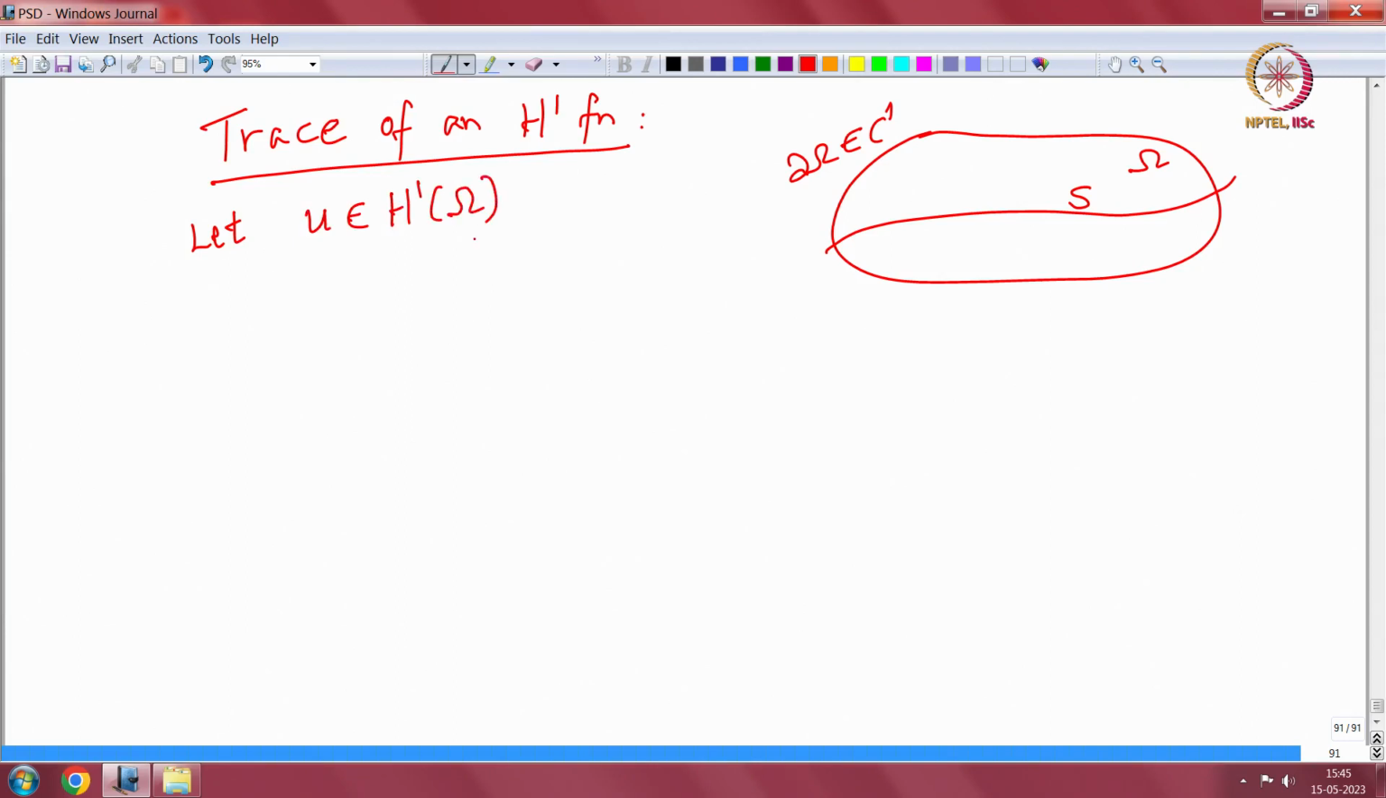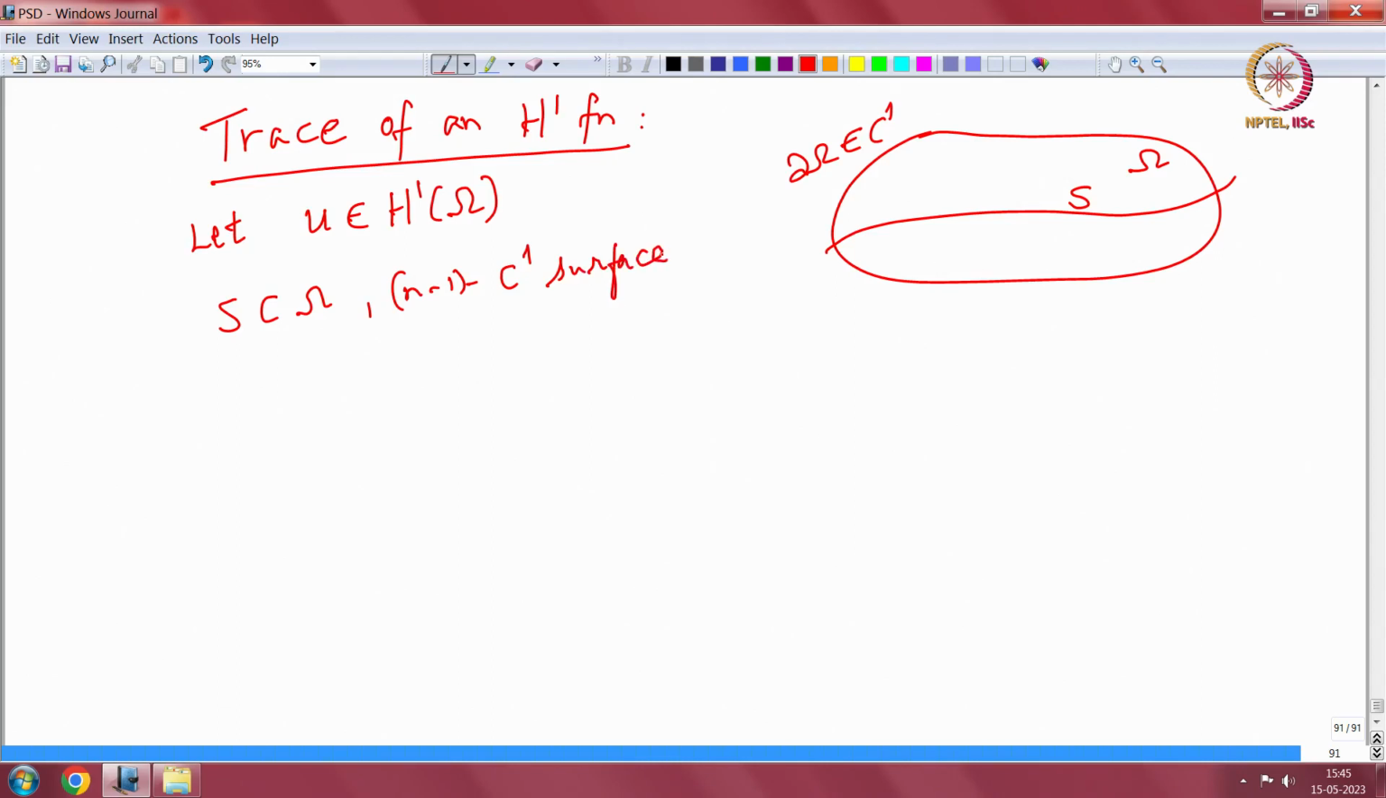Okay. So, these are just L2 functions whose distribution derivatives are also in L2. As such, since they are defined only almost everywhere, on a set of measure 0 we cannot really assign any value, and if S is an n-1 dimensional C1 surface. For the time being, that is sufficient.